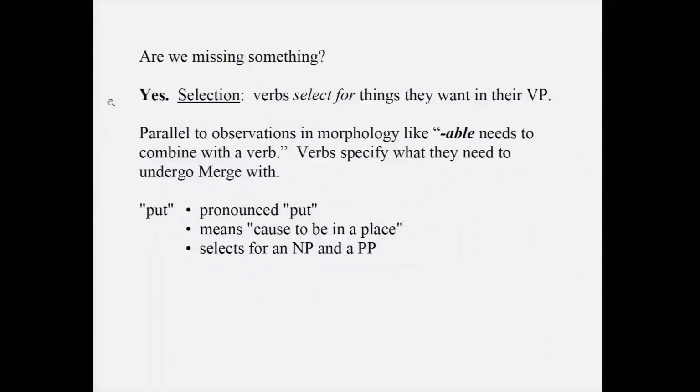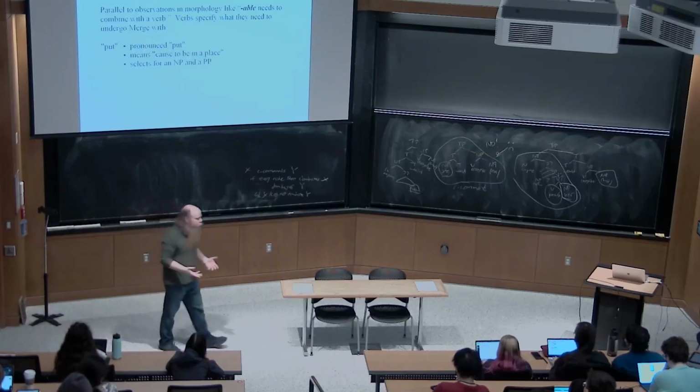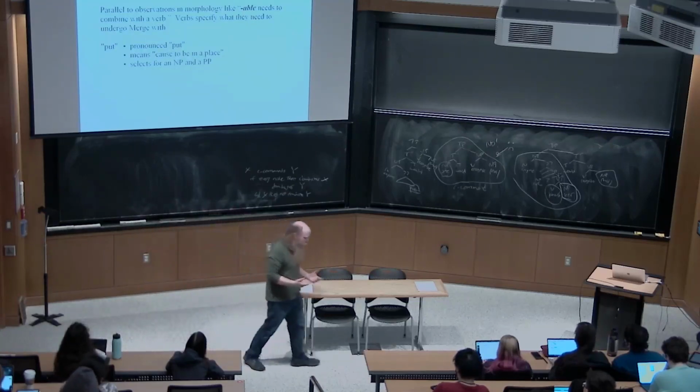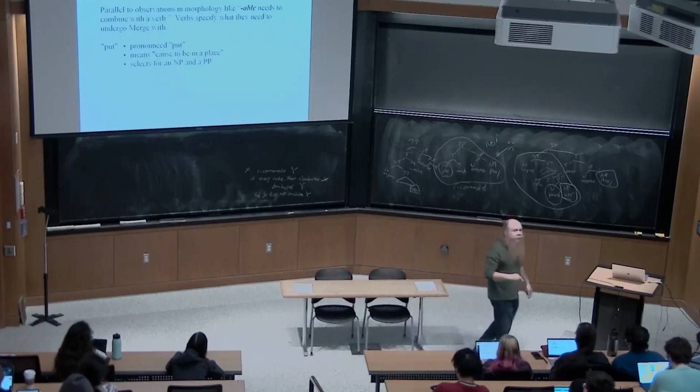When we list a verb, we're going to need to state something about, this is called selection. So we need to say, verbs, for example, select for the kinds of things that they want to combine with. So our lexical entry for a verb like devour has to say, oh yeah, this is a verb that needs to have an object.